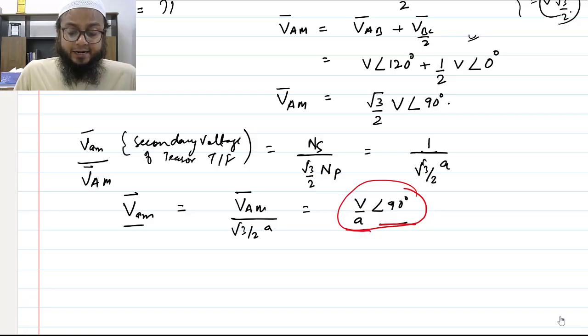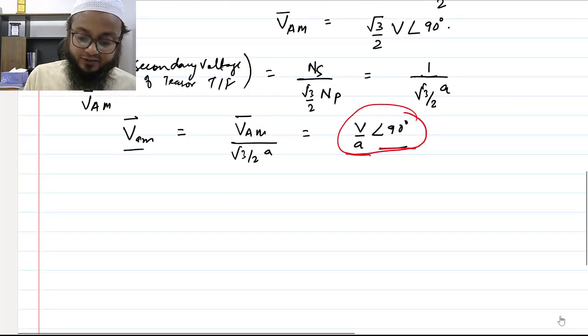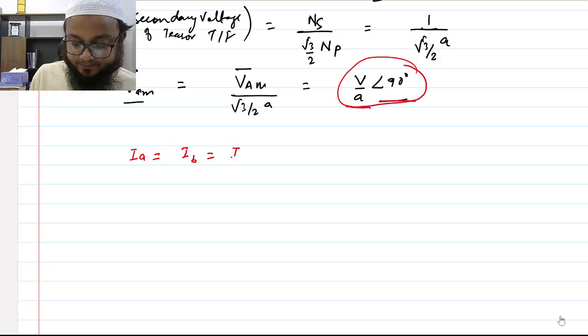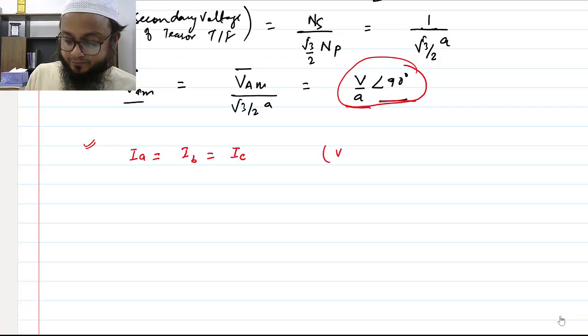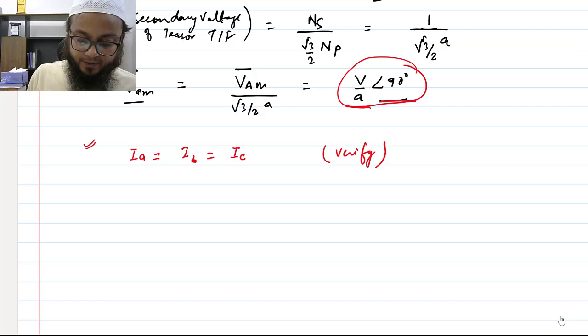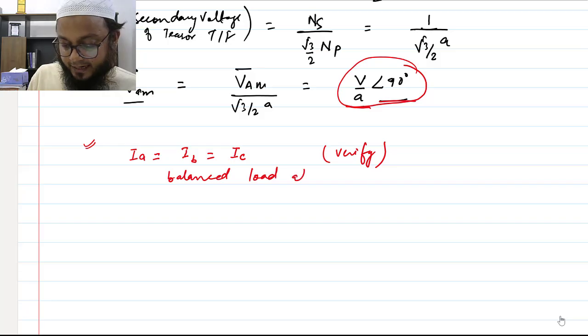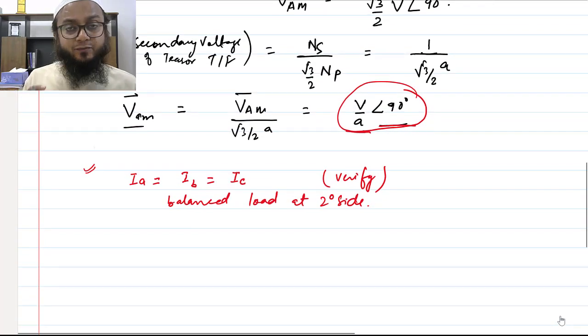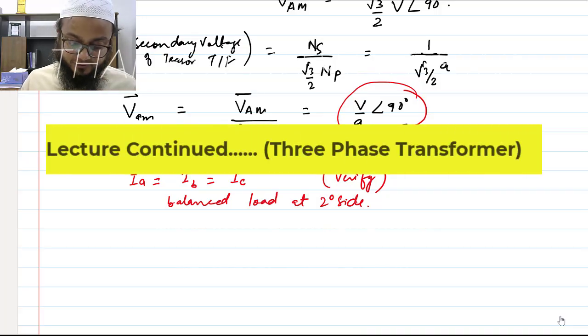If you analyze the current as well during the loading condition, you will see that the primary side current IA would be equal to IB would be equal to IC. I'm not going to verify this, you can verify it. For a balanced load at the secondary side, if you verify that, you will find that these currents are also balanced and they are at 120 degrees phase apart. So that's the beauty of this transformer.